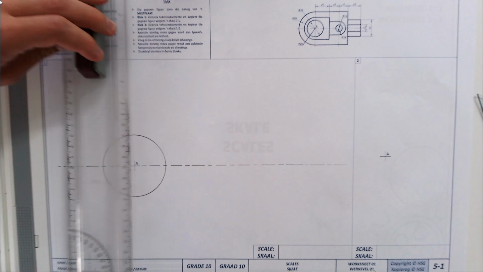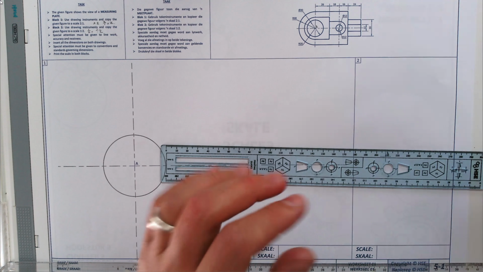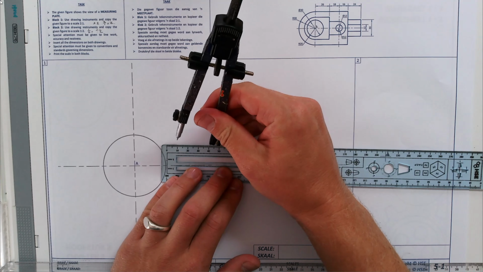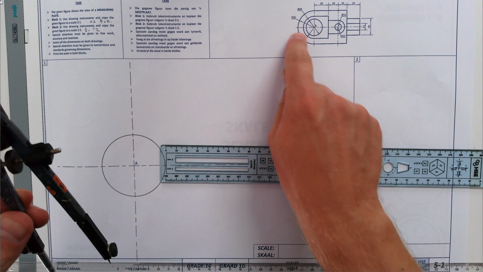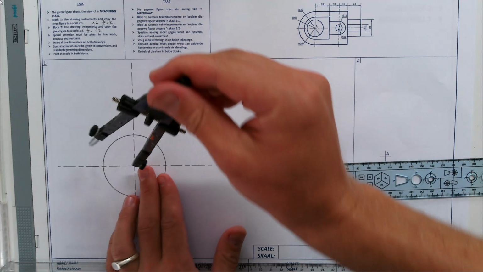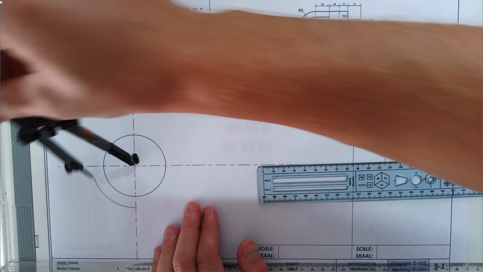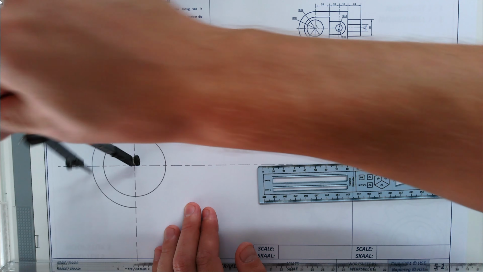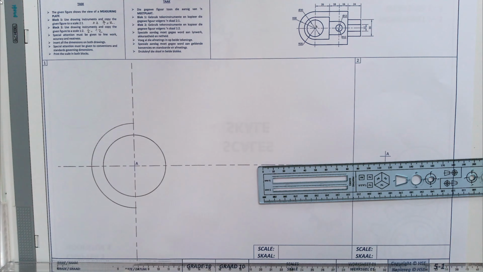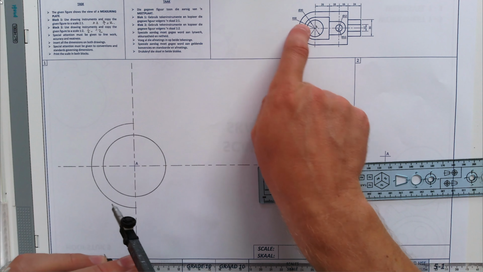You can also use your T-square for this. The next half circle over there has a radius 20. 20 times 2 is 40. Take your compass, set it to 40. It's only a half circle from the center to the center. Radius 40, so from there to there. Nice and solid.